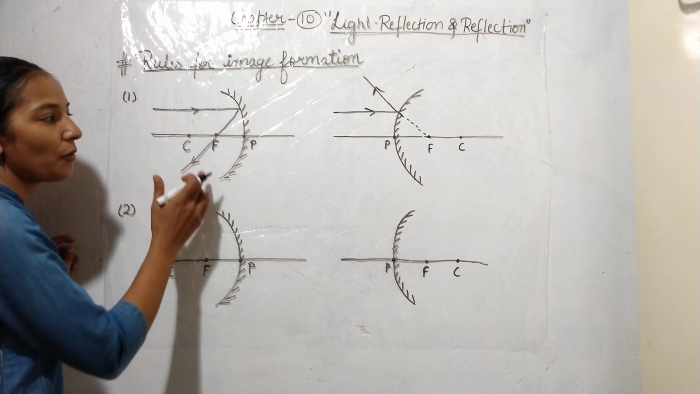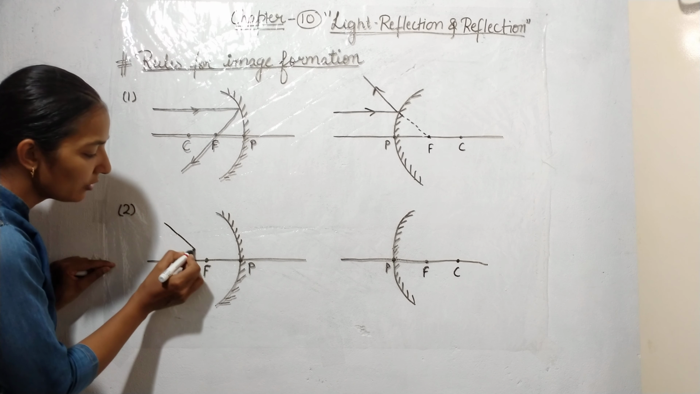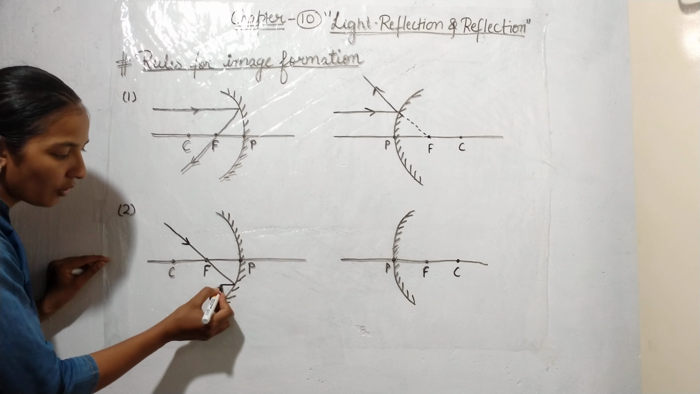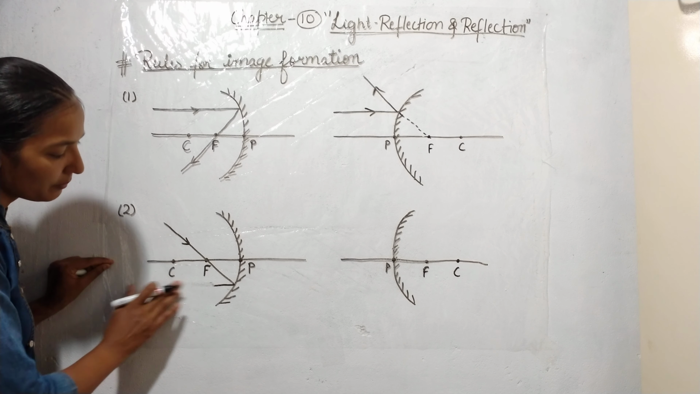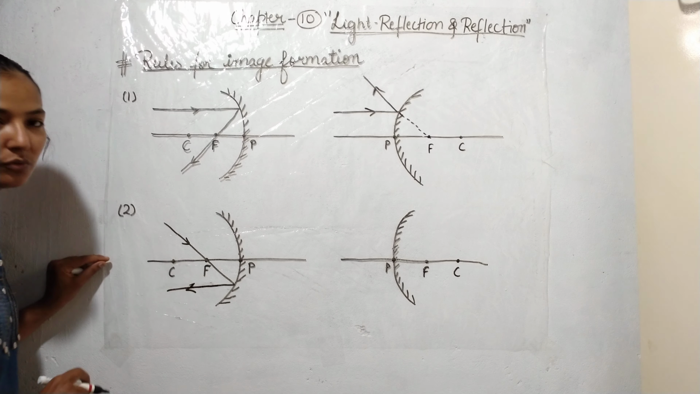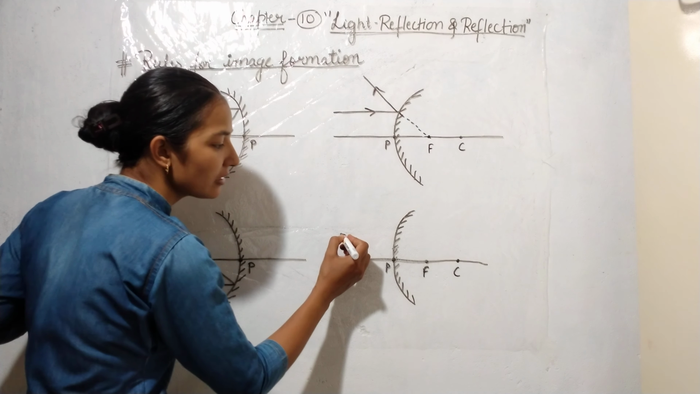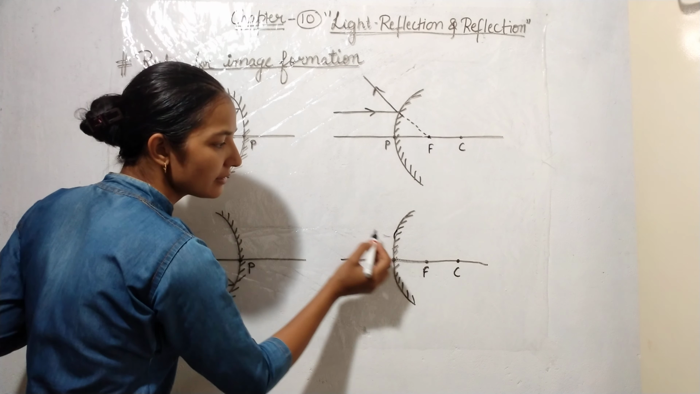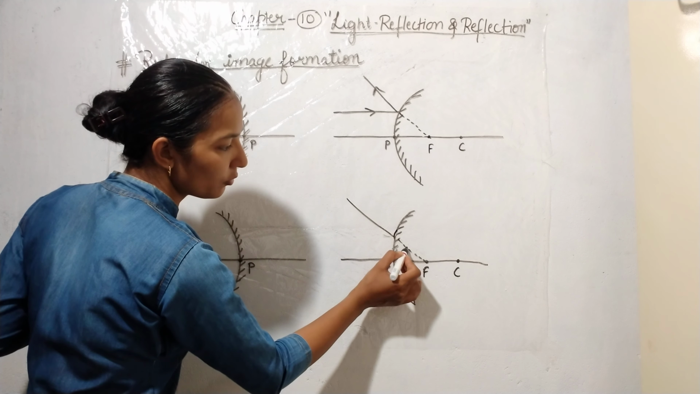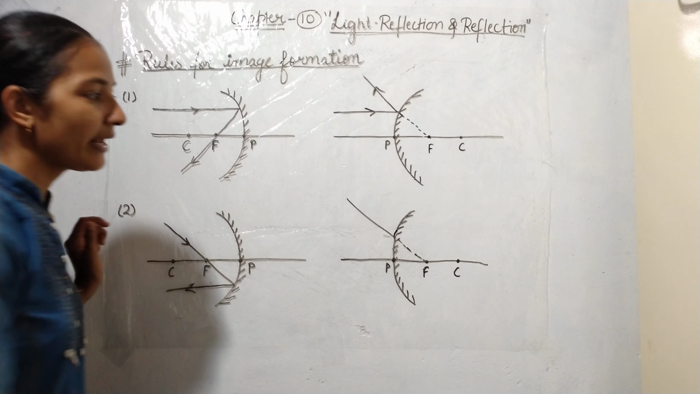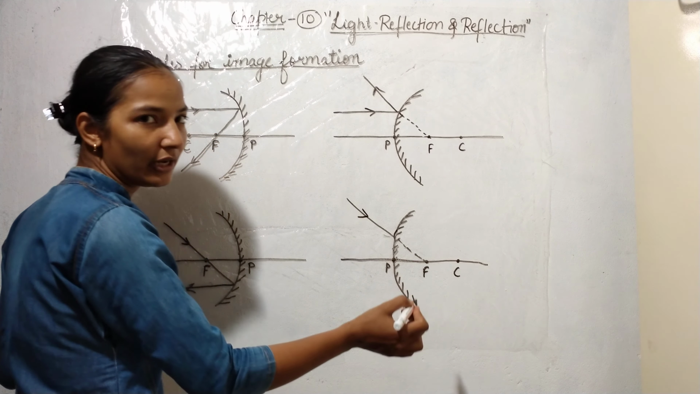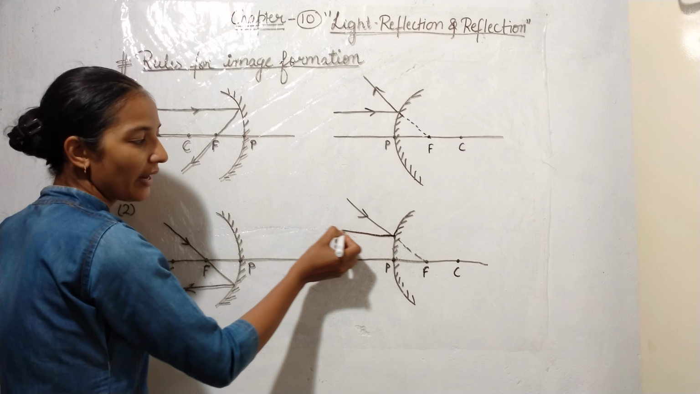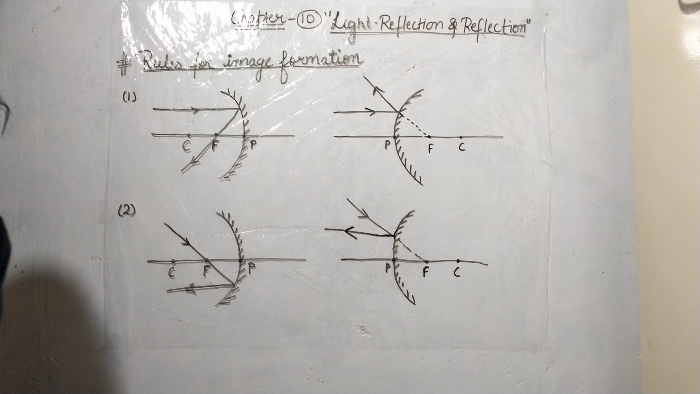Now the second rule is just the opposite of the first: if any ray is coming towards the mirror by passing through the focus, then after reflection from the mirror it becomes parallel to the principal axis. Also in case of a convex mirror, if any ray is coming to the mirror in such a way that it is supposed to pass through the principal focus, that is, when we extend the ray it appears to pass through the focus, then after reflection it will move in a straight line, parallel to the principal axis. So these are the rules.